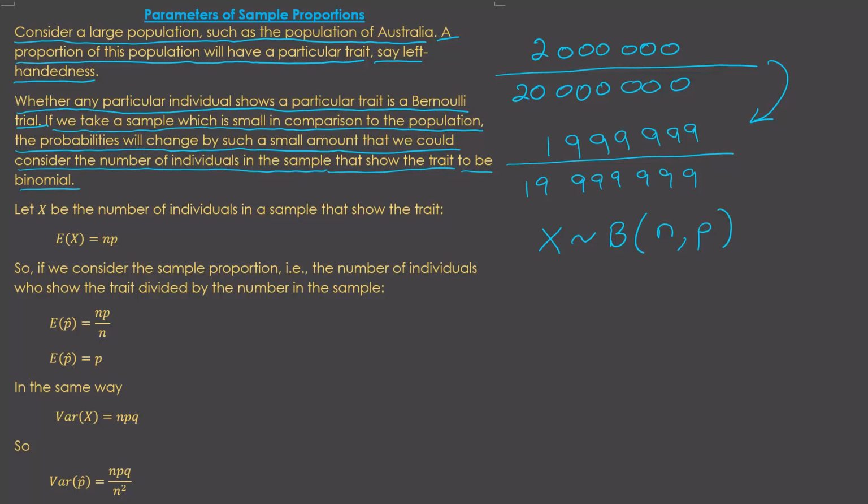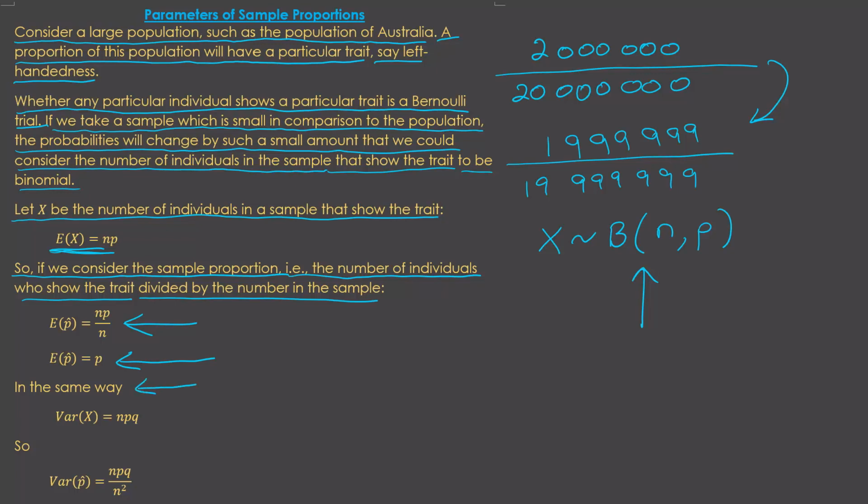So, let x be the number of individuals in a sample that show the trait. The expectation of x, as we know from this distribution, is n times p. So if we consider the sample proportion, i.e. the number of individuals who show the trait divided by the number in the sample, that is np divided by n, and therefore the expectation of p is p.